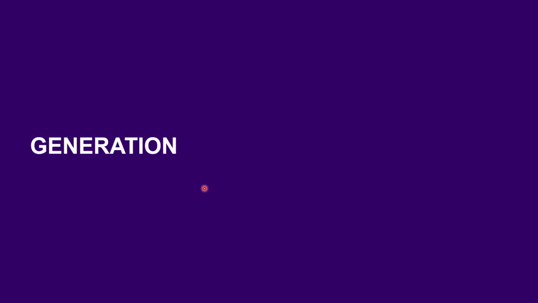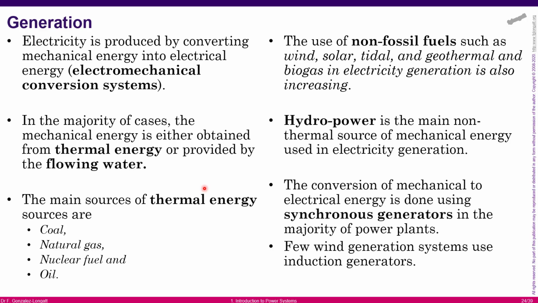Now let me talk just a bit about generation. Generation is basically an electromechanical conversion system. It takes mechanical power and uses electrical generators to produce electricity. The generation system can be classified in many ways. Probably the most convenient way is based on the prime mover that we use to produce the mechanical power.